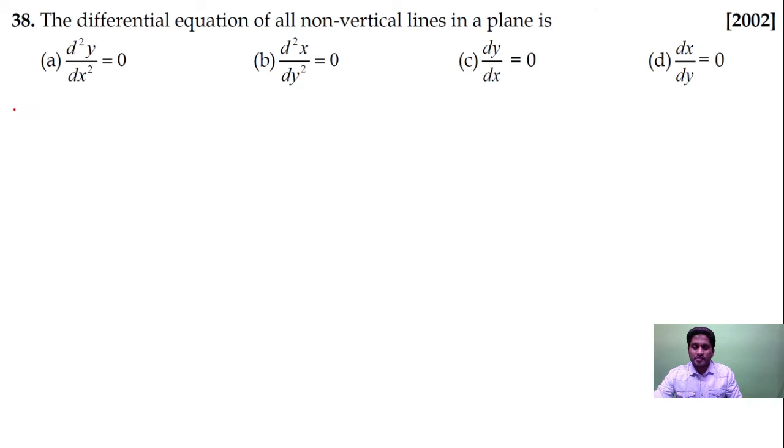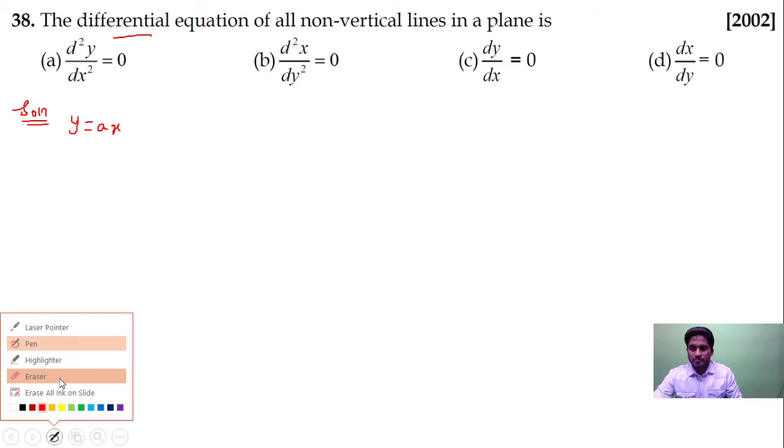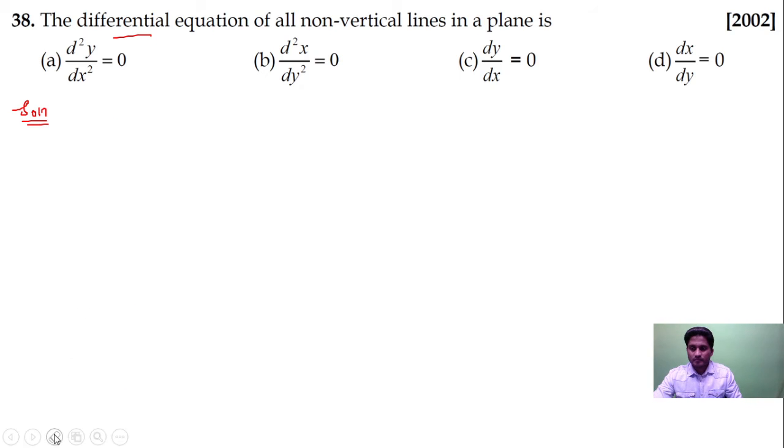Differential equation of all non-vertical lines in a plane. So this means that the differential equation of non-vertical lines in a plane is actually y is equal to ax plus b, or I can say ax plus by is equal to 1. Since it is a non-vertical line, b should not be equal to 0.